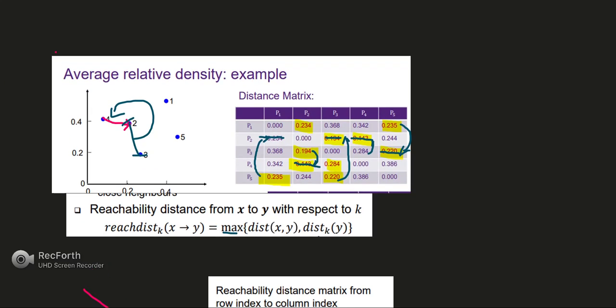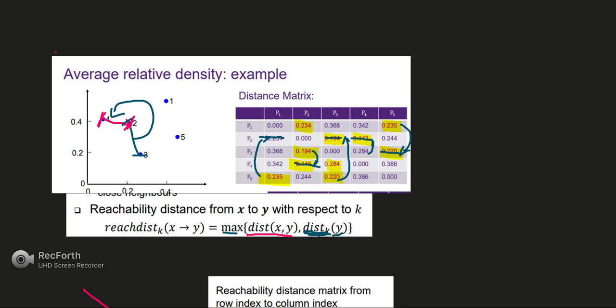So how do we calculate the reachability distance? So reachability distance is really simply the maximum of a distance between x and y. That is, in this example, from 4 to 2. It's our pink line. Or the kth distance, that is the maximum distance in the neighborhood, that is the k nearest neighborhood, of your destination point.